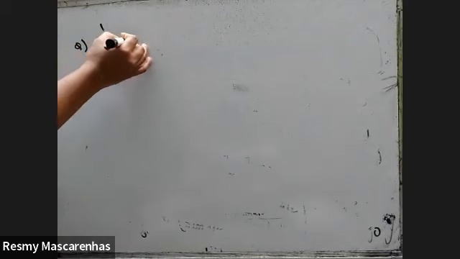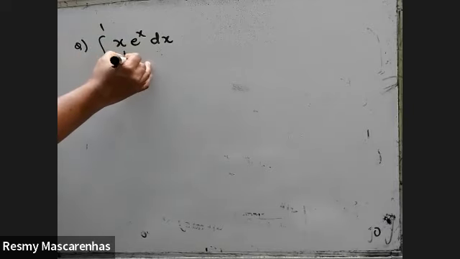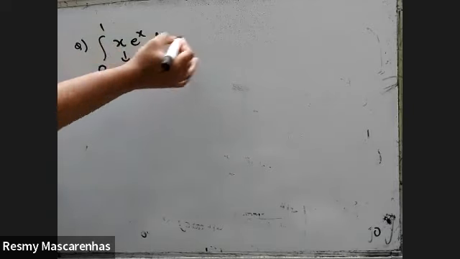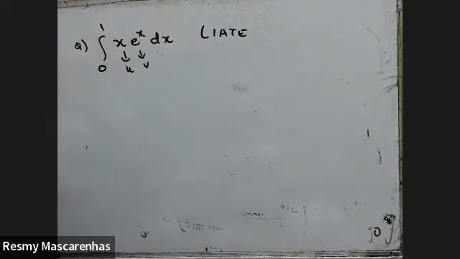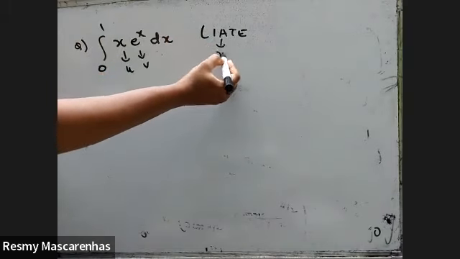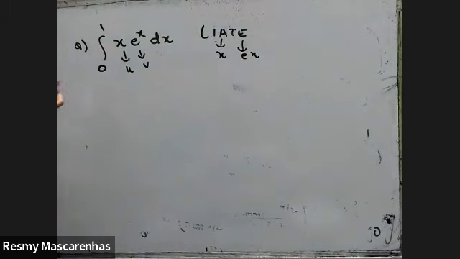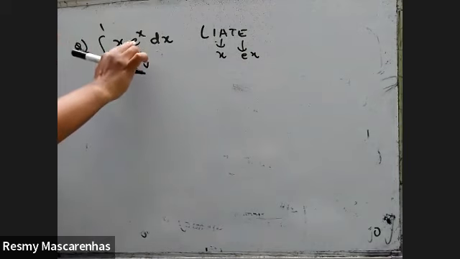0 to 1 x e raised to x dx. If you see now, there are two terms, multiplication of two terms. Whenever two terms are multiplied, it is u into v. Now just check whether it is in the correct order. I told you L-I-A-T-E. So x is algebra, and e raised to x is exponential. So it is in the correct order. So no need to shuffle. So straight away this is u and this is v.